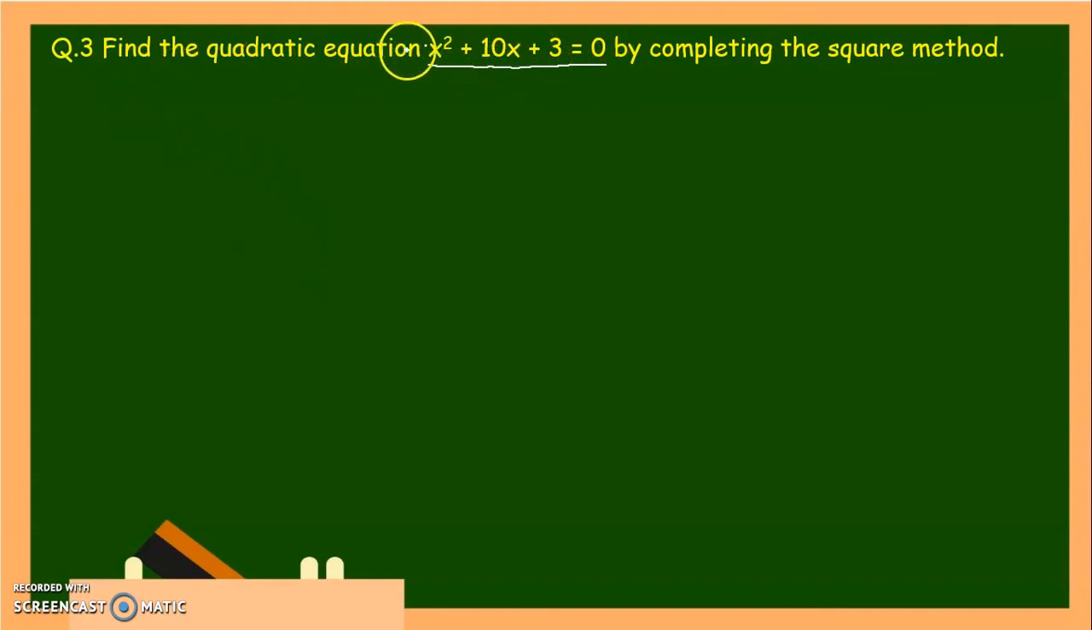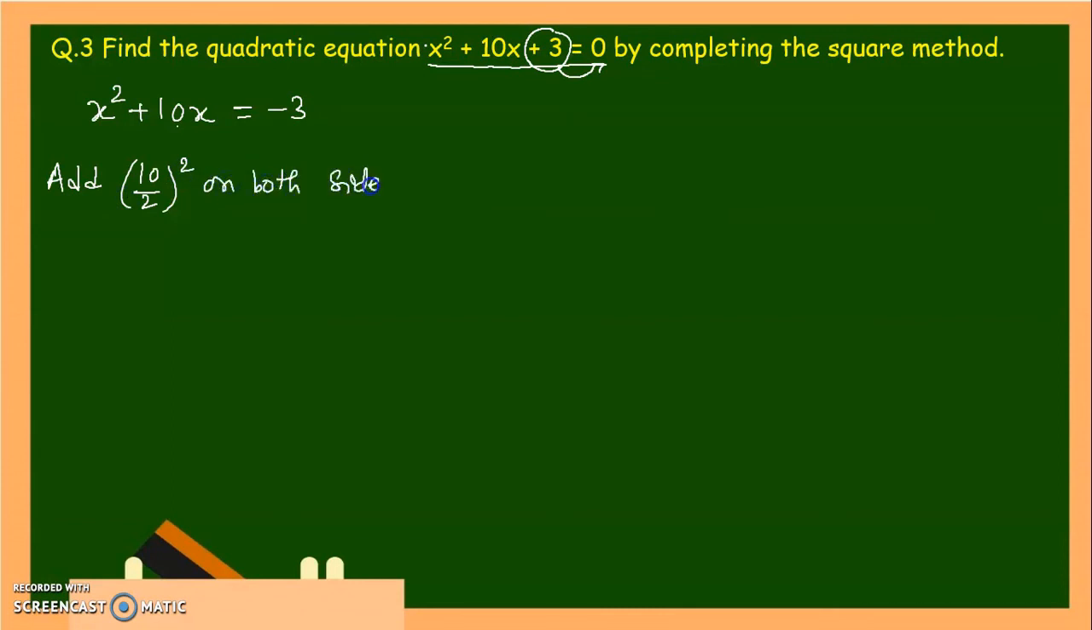So move to the step number 2. We will take this constant term into the right hand side. So this equation becomes x square plus 10x equal to minus 3. Now we will add coefficient of x divided by 2 whole square on both sides. So coefficient of x is 10, divided by 2 whole square. So this is 10 by 2 whole square. This is 5 whole square, that is 25.